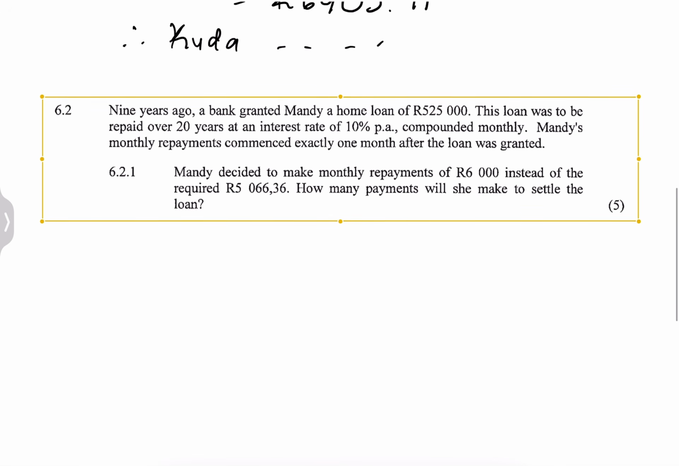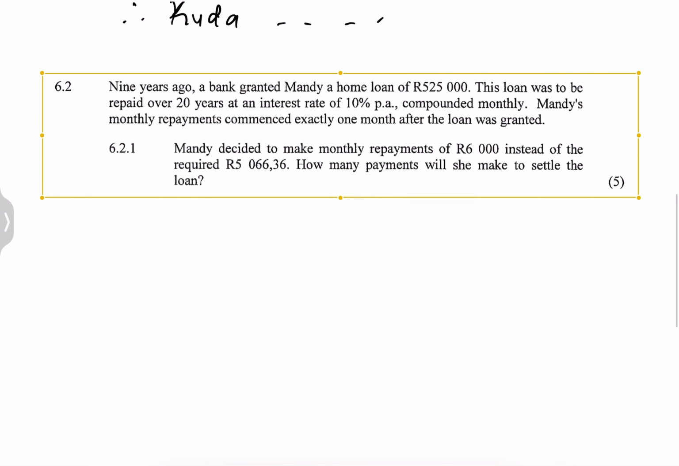All right, now they say to us, 9 years ago, a bank granted Mendy a home loan of 525,000. They say this loan was to be repaid over 20 years.